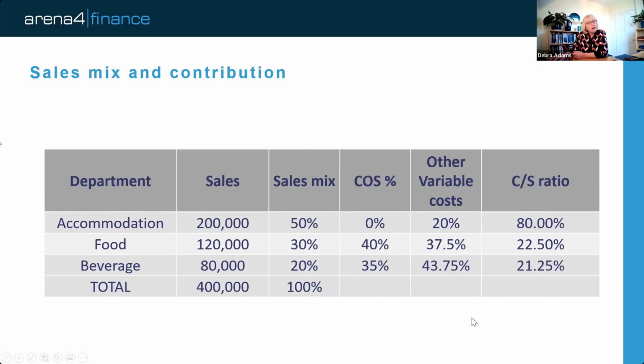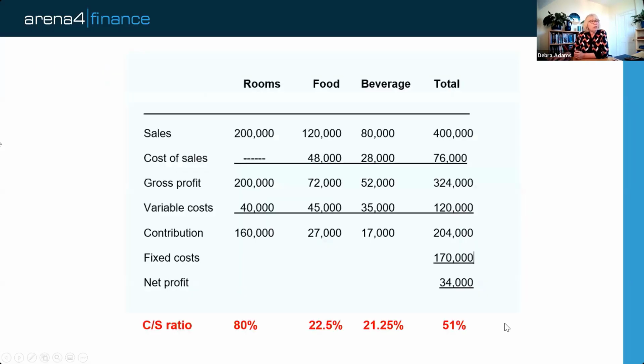So then I've got another column here for other variables. And so if we read across the table, for accommodation, we're saying if the sales are 100% for accommodation, then the cost of sales is zero. The other variables are 20, so that leaves us with 80% contribution. Whereas for food and for beverage, I've put in that the cost of sales are 40 and 35. Then I've got some other variables here giving me these remaining contribution percentages. And quite typically, the contribution percentage from room sales will be quite a bit higher than the contribution percentage from food and beverage. So what do we do with this?